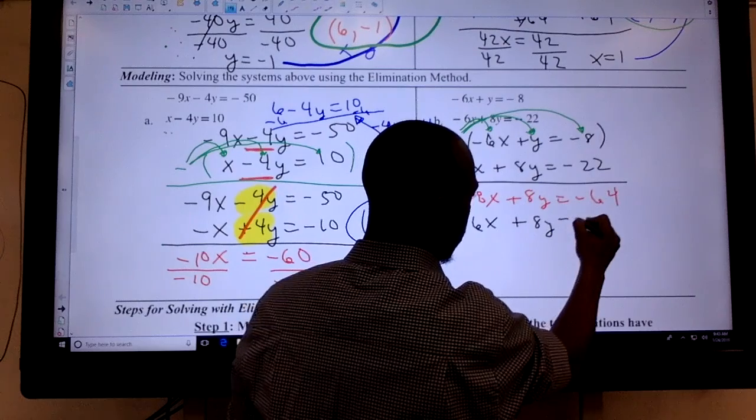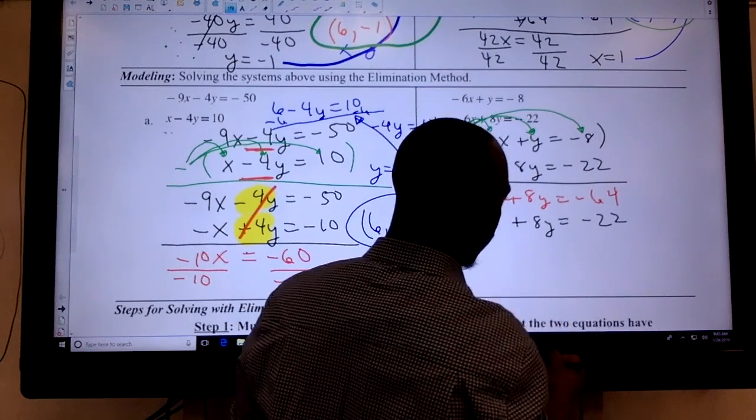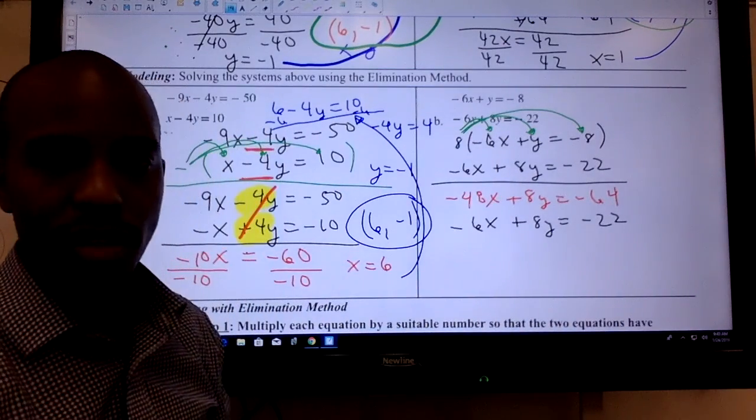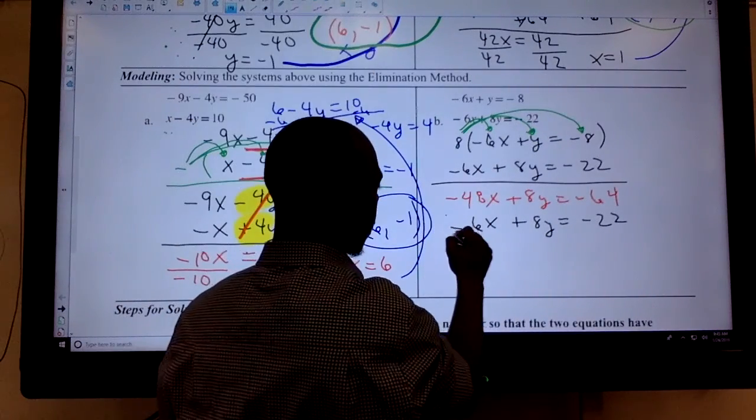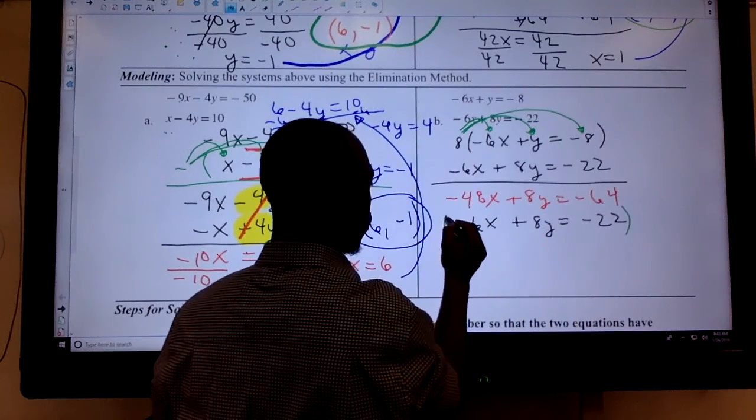and wow, they both have the same y value now. This is beautiful. They both have the same y value, right? So now I can go on to step 2. Step 2 is telling me subtract. Subtract the second one from the first one, right?